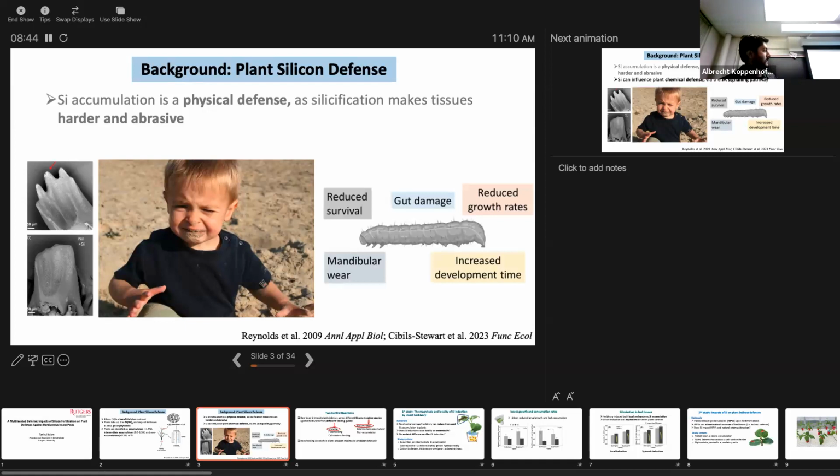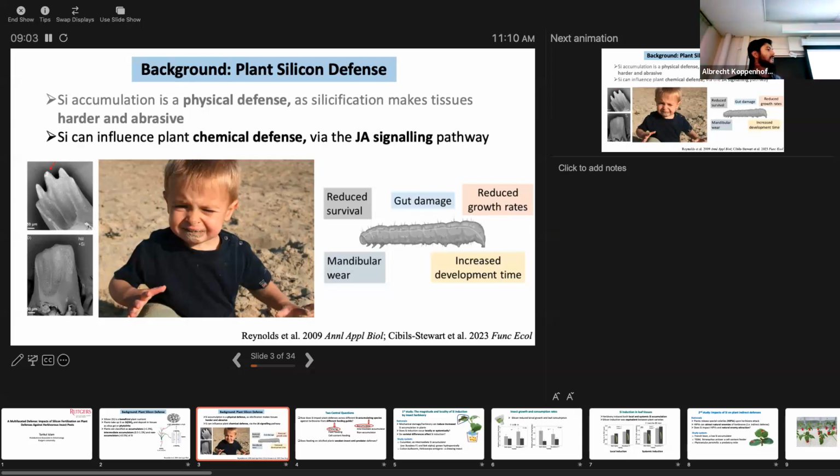Previous studies have also reported that feeding on silicified tissues can reduce insect growth rates, can damage their gut, reduce their survival, and also increase their developmental time. And recent evidence also suggests that silicon can influence plant chemical defenses, particularly via the jasmonic acid signaling pathway.